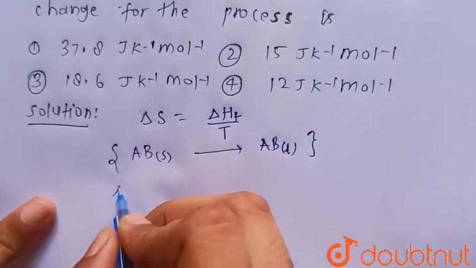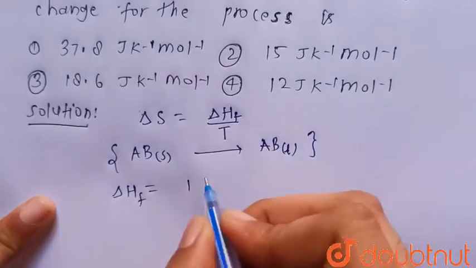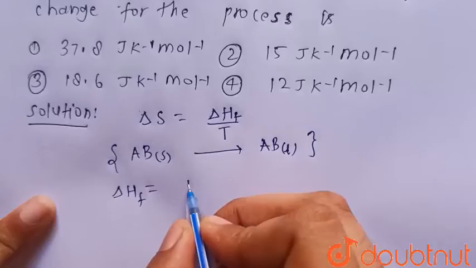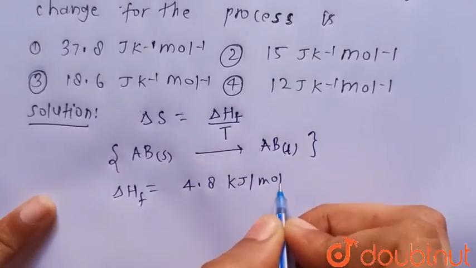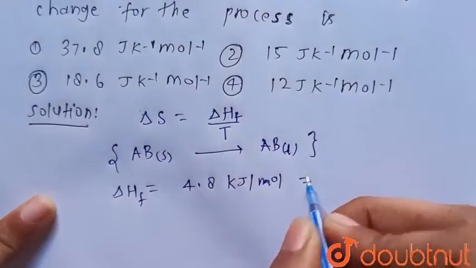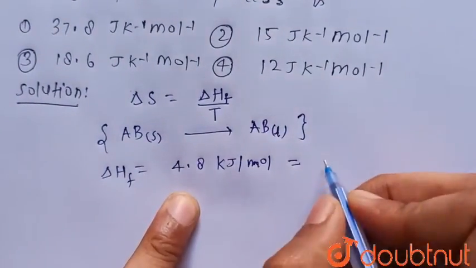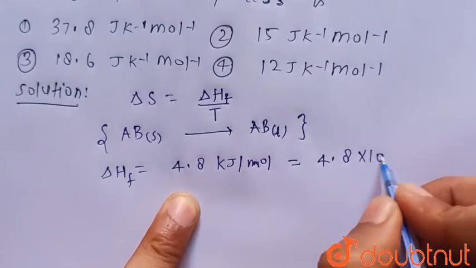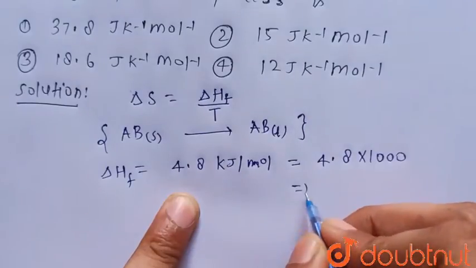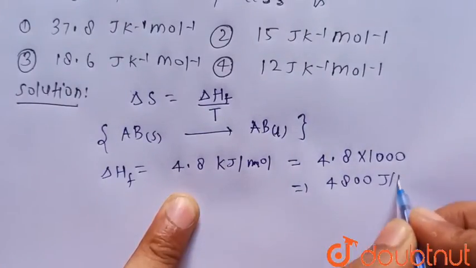So it is given that delta H is equal to, that is delta H of fusion, given 4.8 kilojoule per mole, or when we change it into joule per mole, so multiply by 1000, or is equal to 4800 joule per mole.